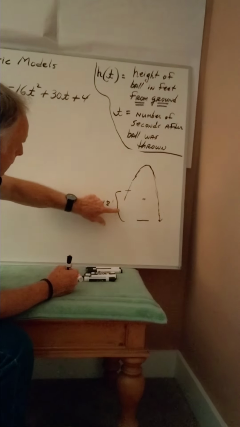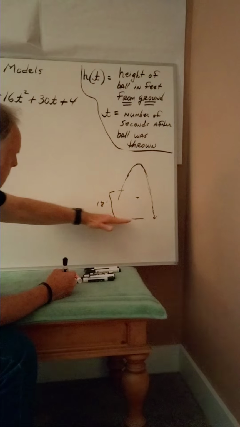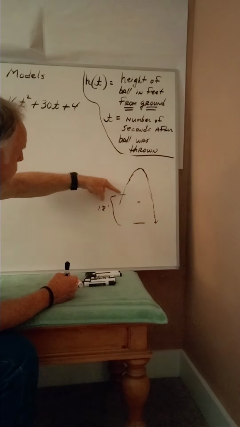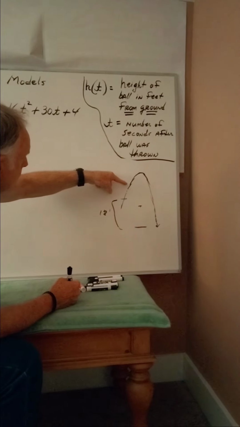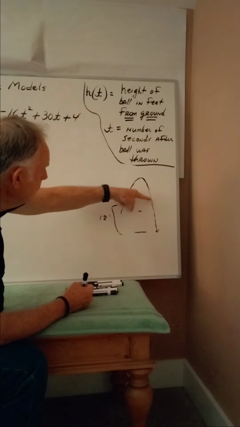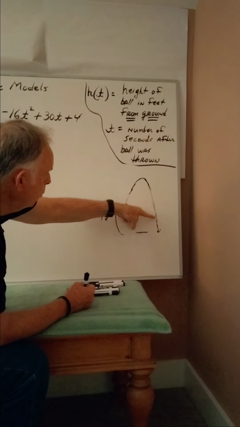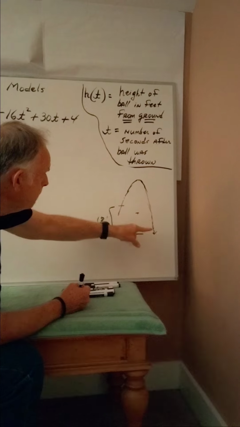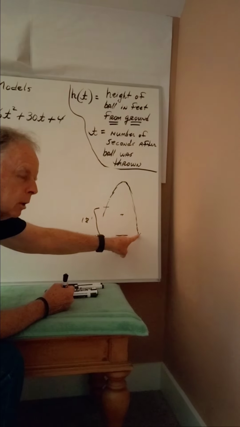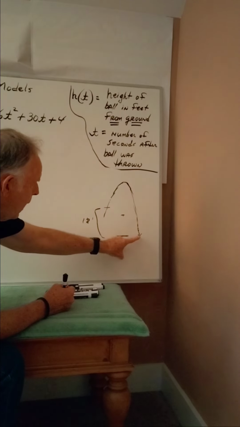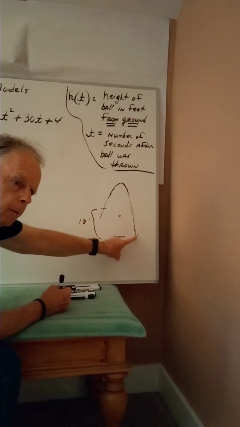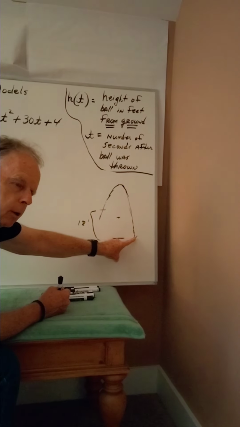The kid is here. Here's the ground. He throws the ball. We're not asking for the height anywhere here. Not here. Not here. Not here. We're asking how long will it take for the ball to touch the ground? What will be the height of that ball from the ground when it touches the ground?